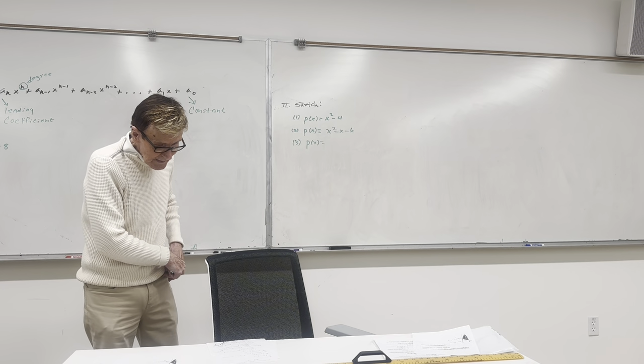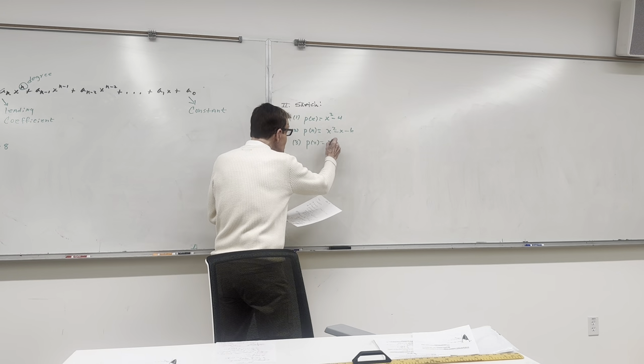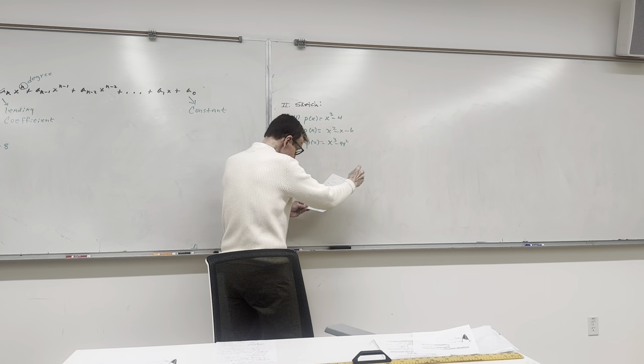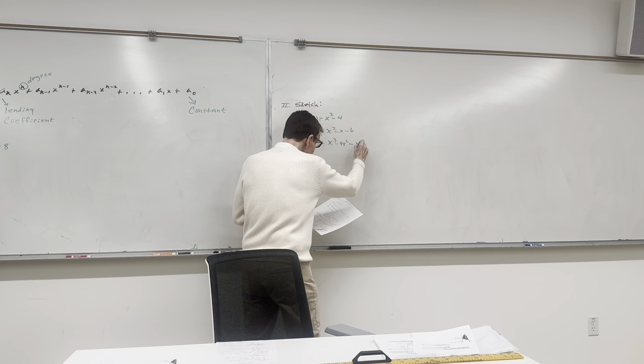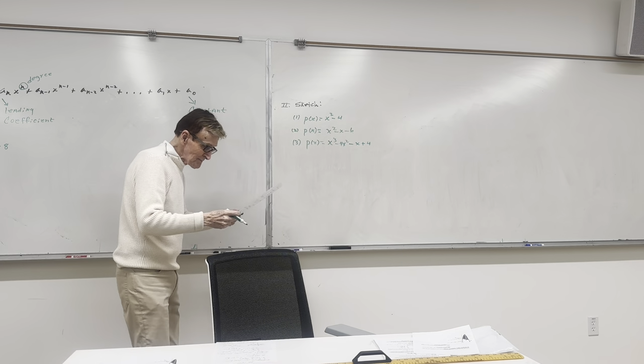Okay, here we go. P of x is equal to, now it looks like this. X cubed, subtract 4x squared, subtract x, plus 4. Now that's where I want to get to tonight.